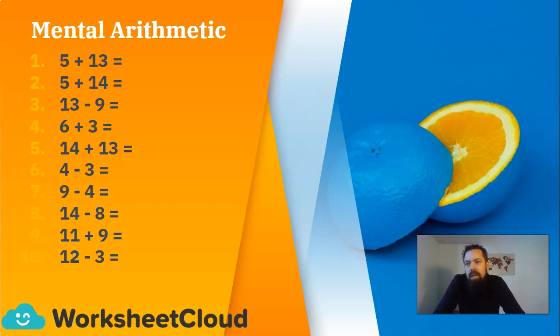So let's go through. 5 plus 13 is 18. 5 plus 14 is 19. 13 minus 9 is 4. 6 plus 3 is 9. 14 plus 13 is 27. 4 minus 3 is 1. 9 minus 4 is 5. 14 minus 8 is 6. 11 plus 9 is 20. 12 minus 3 is 9. If you missed any of those, or you want to just go over it again, just rewind the video and watch it again, and you can mark as we go.